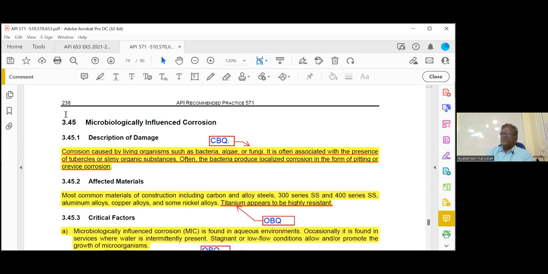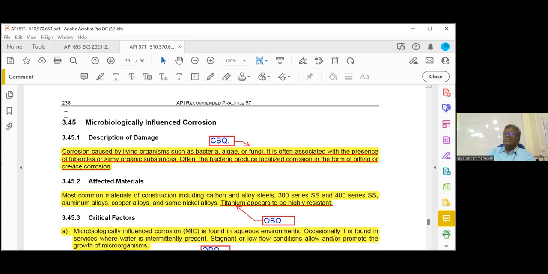So MIC is due to living organisms. Generally, it will affect almost all materials: carbon steel, low alloy steel, 300 series stainless steel. Titanium is highly resistant. So what are the critical factors? What is the water? Which type of water are we using? Next, what is the salt content inside? These are some of the critical factors.